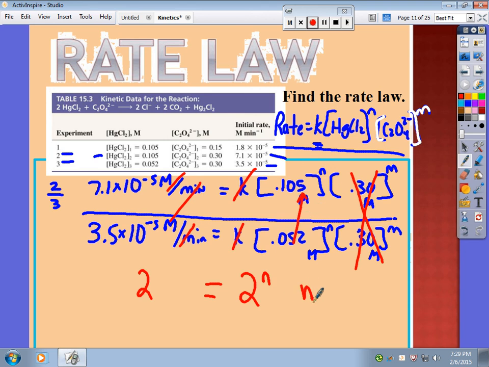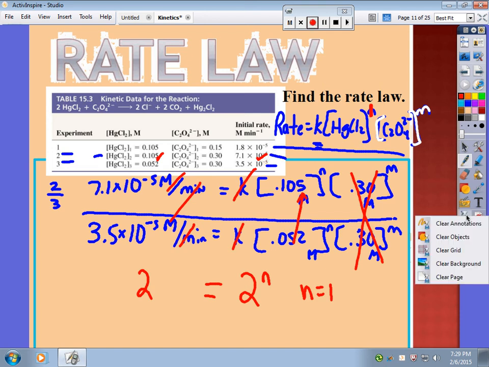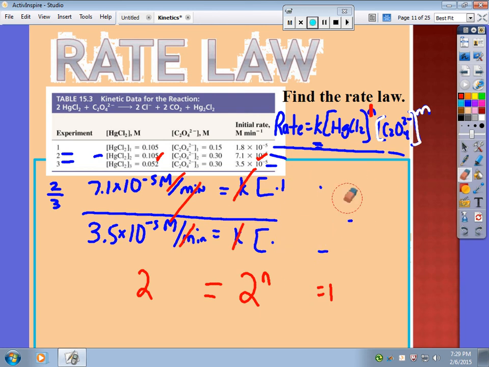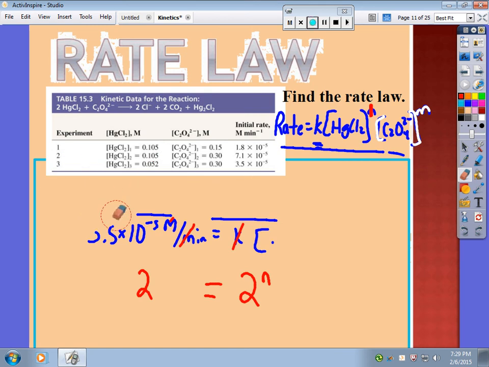Well, what is n, you say? N equals 1. So by doing this, I just found out that this is first order, which means what? When I double this, this doubles. When I double the concentration, the rate doubles. Okay? Right now, let's not clear everything, but we're going to use the same format to find out the information between experiment 1 and 2.